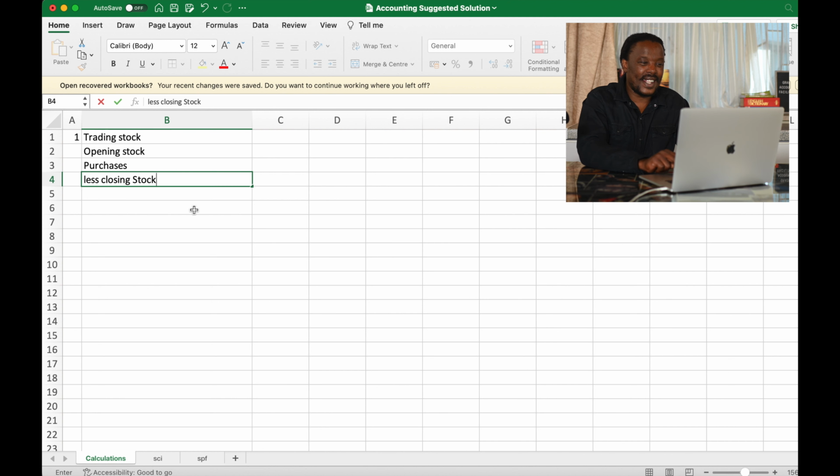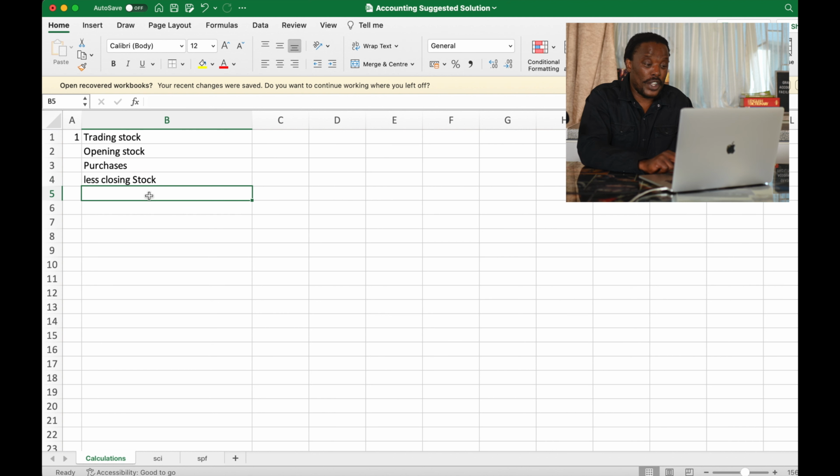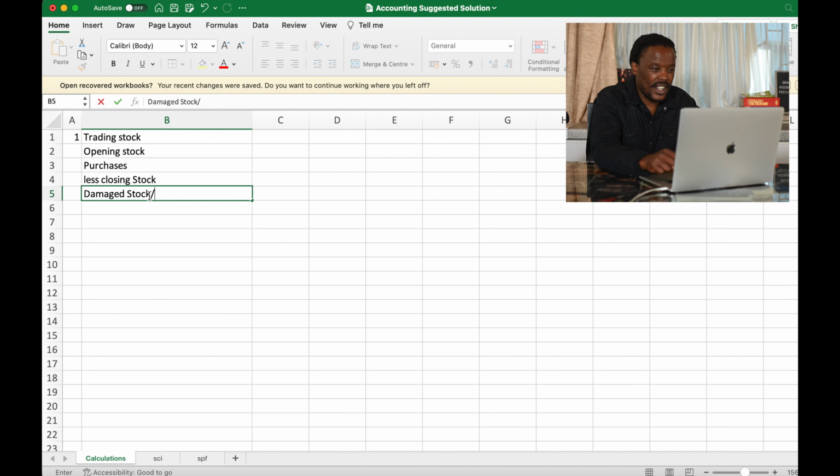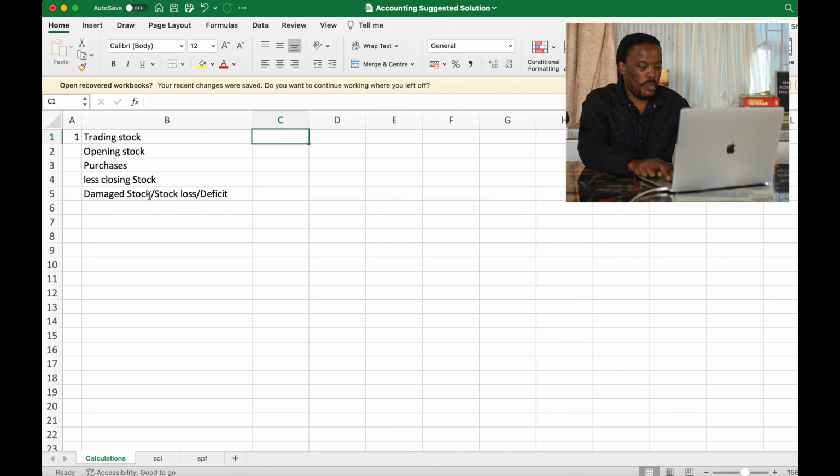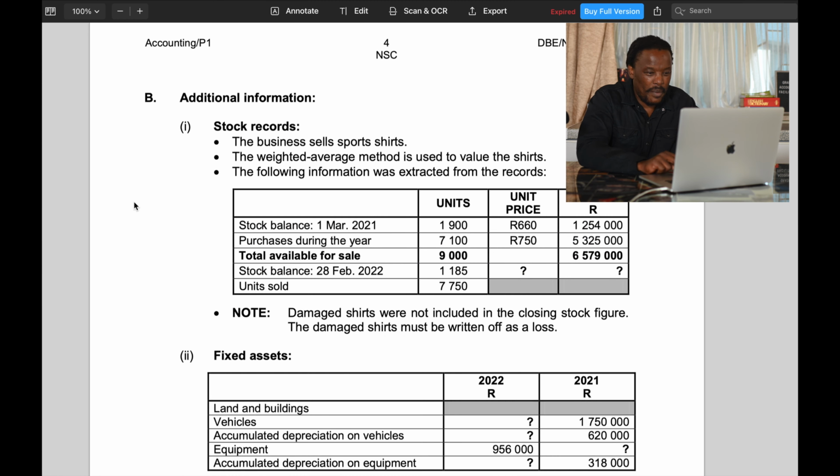And they said the value does not include the value of the stock that was damaged. Let's put it like that, damaged stock. Or if you like, you can say stock loss. Or if you like, you can say trading stock deficit. Now, you look at the opening stock quickly. You don't waste time now.